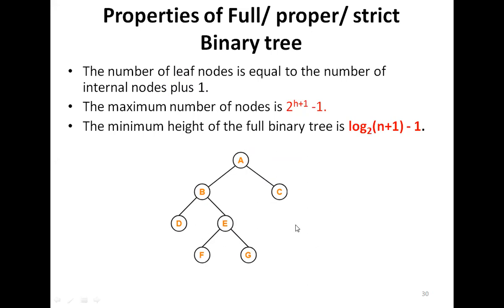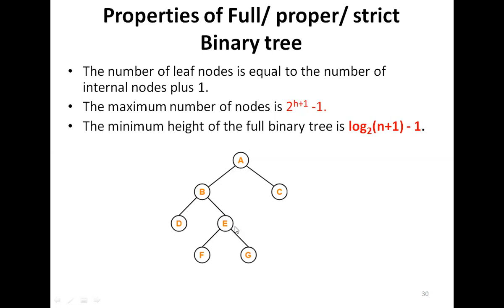Okay. Next property. The maximum number of nodes is 2 to the power h plus 1 minus 1, where h is the height of the tree. So the maximum number of nodes in a strictly binary tree can be 2 to the power h plus 1 minus 1, where h is the height of the tree. Now you see, this is a strictly binary tree or strict binary tree.